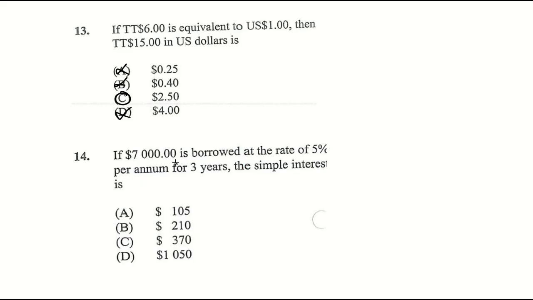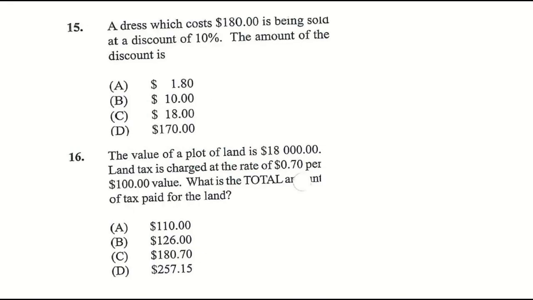If 7,000 is borrowed at a rate of 5% interest per annum for 3 years, what is, we did this question, the answer is D. We said 7,000 by 5 by 3 over 100. You'll get 70 by 5 by 3. We say 7 5s are 35, so that's 350 by 3, which the only one is 1,050. Right, the amount of the discount, 10% of 180 is $18.